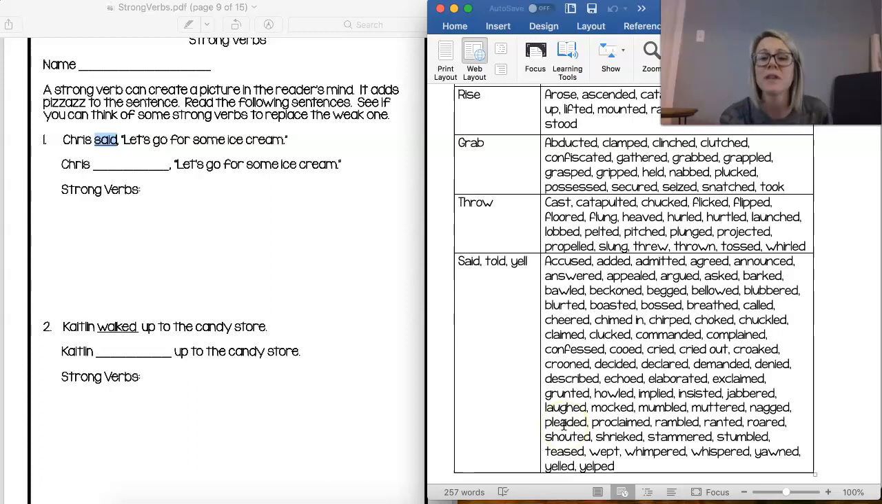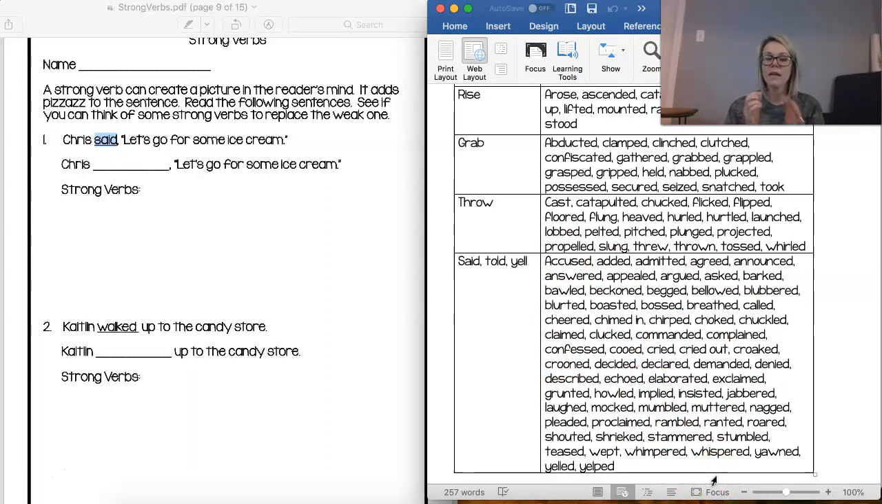Like, I just want to get out of the house. Or maybe I demanded. I probably wouldn't actually, I might get it still, but my husband probably wouldn't be very happy with me if I demanded that we go get some ice cream. So what I want you to do now, or what I would do now, is I want you to pause the video. I want you to look through this list of said, told, yell synonyms or powerful verbs, and I want you to choose one that you think would get the message across.